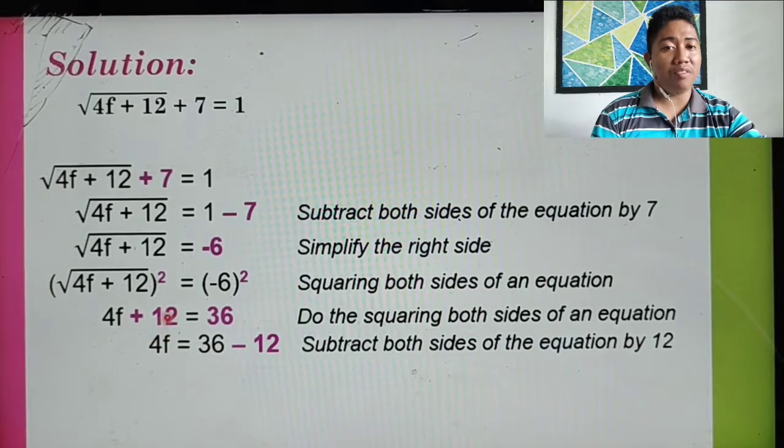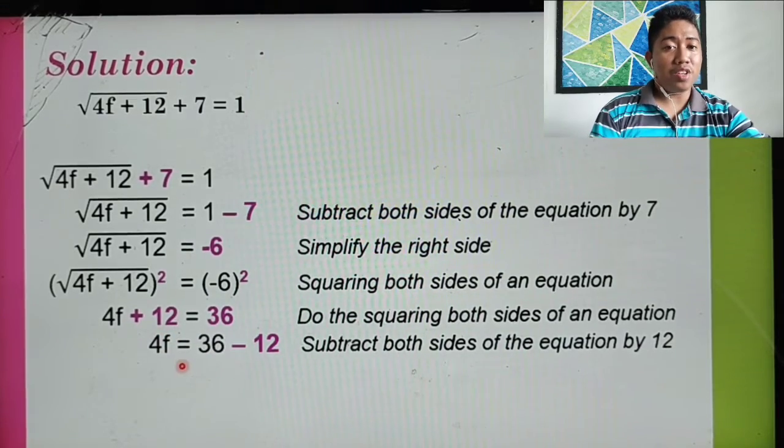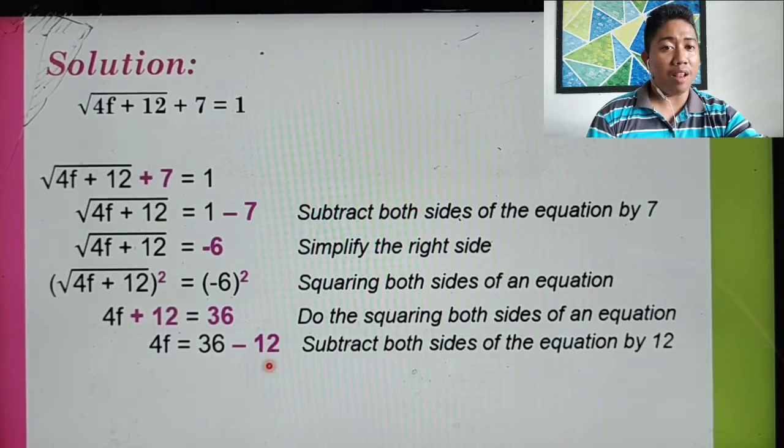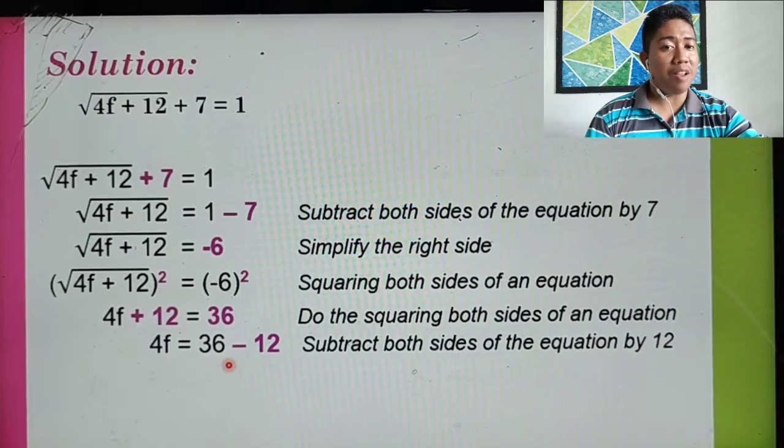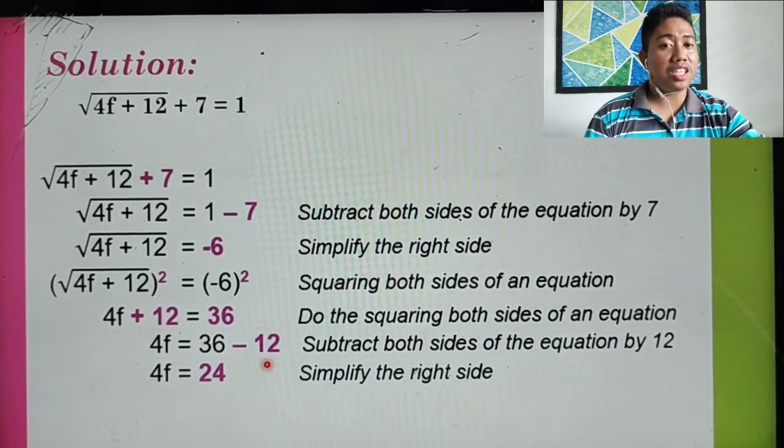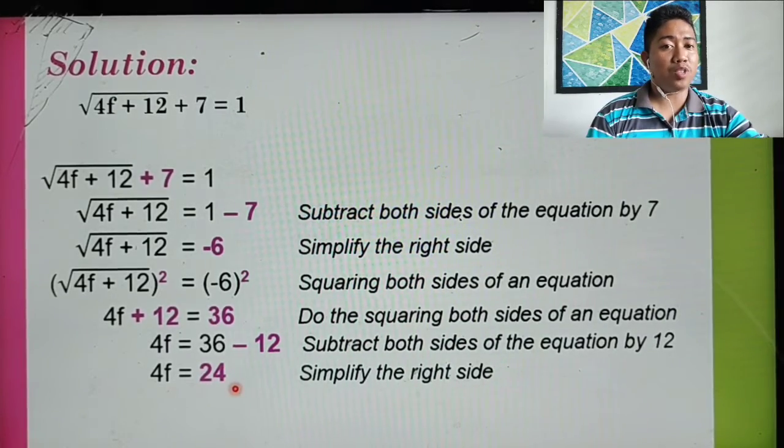And then you have to transfer positive 12 to the other side of the equation. So positive 12 becomes negative 12. So the remaining here is 4f, equal to 36 minus 12. So subtract both sides of the equation by 12, and after that you'll be able to simplify the right side. So 36 minus 12 becomes 24.